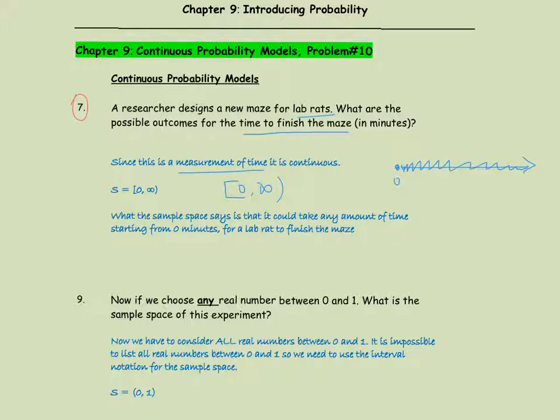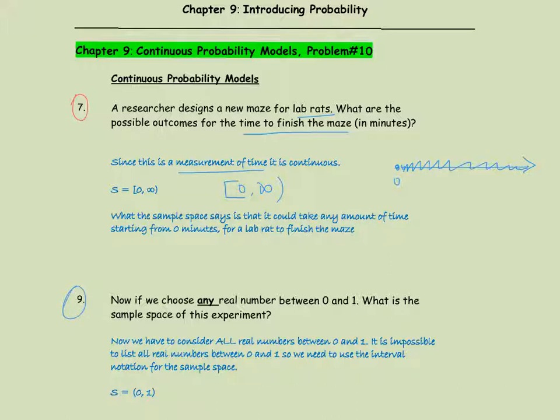So this is a continuous sample space. Individual outcomes cannot be listed, and that's why we use the interval notation to represent the sample space of this particular experiment.